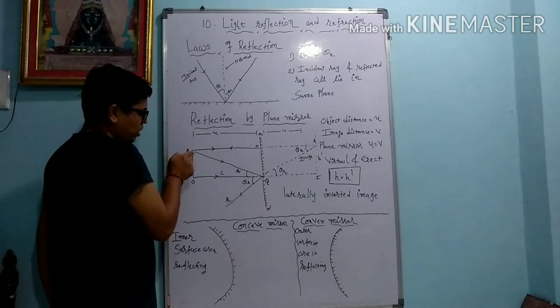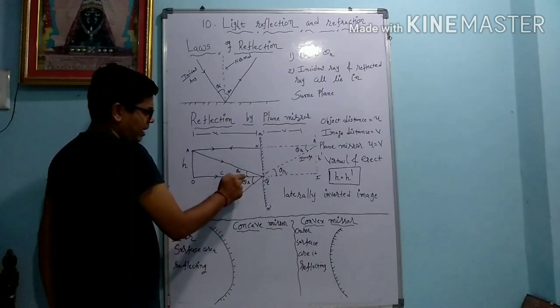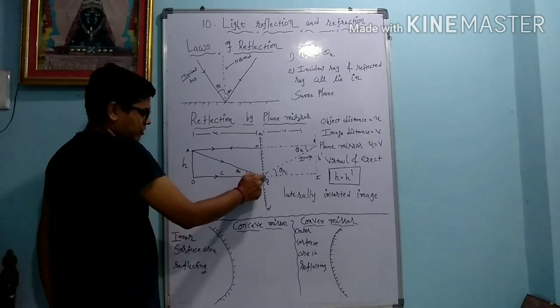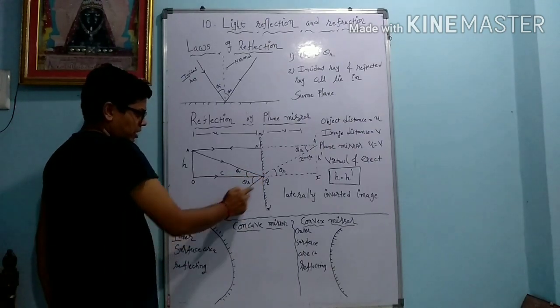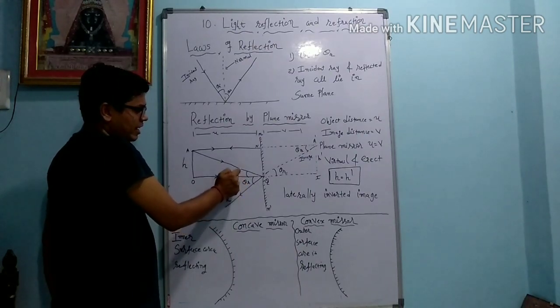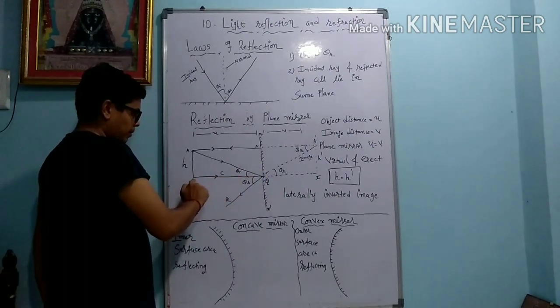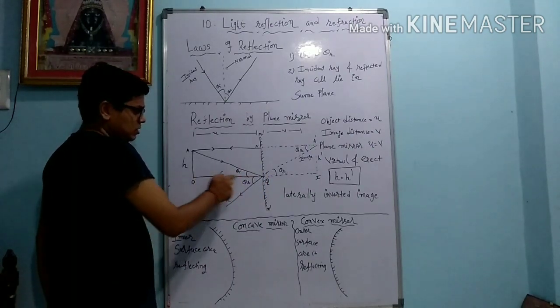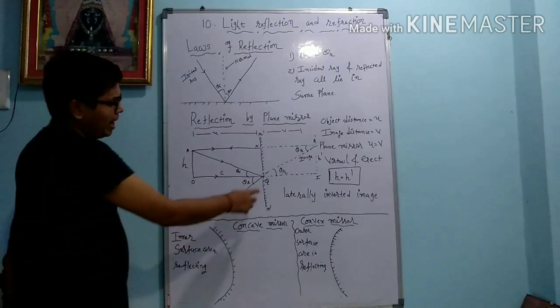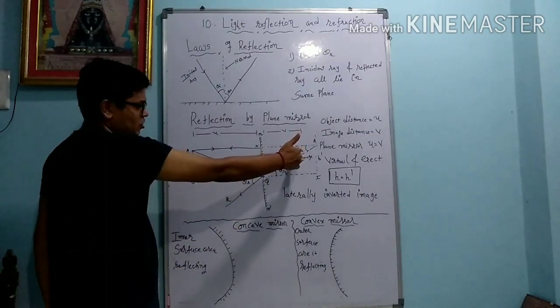In the same way, one ray goes along AQ and makes the angle theta I, and after reflection it goes in the other direction, that is QR. That angle is theta R. Theta I equals theta R. And one ray goes in the parallel direction, that is OQ. Here also we can prove how the image is obtained.